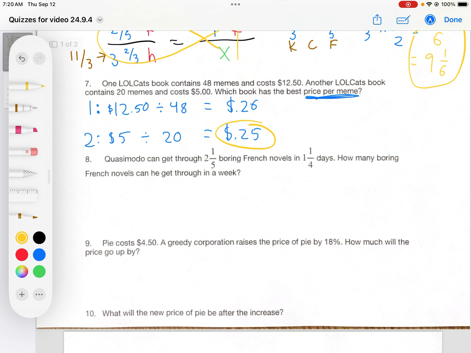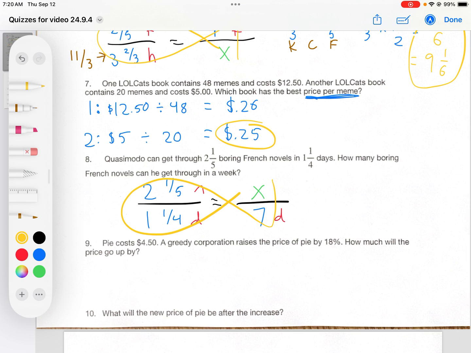Number 8, Quasimodo can get through 2.5 boring French novels in 1 1/4 days. How many boring French novels can he get through in a week? The key word here is week, because if I go ahead and start to set this up, 2 1/5 novels in 1 1/4 days. We're asking how many novels he can get through in a week, which has 7 days. Some of you just went with 1. Some of you put down 5 for some reason. But here's this.